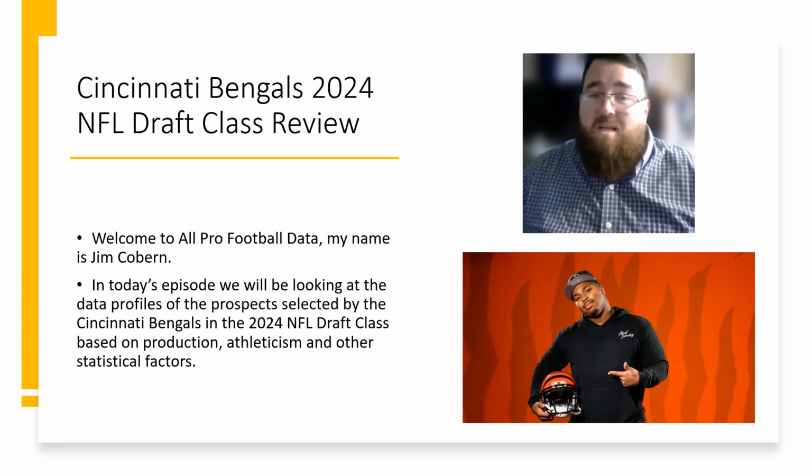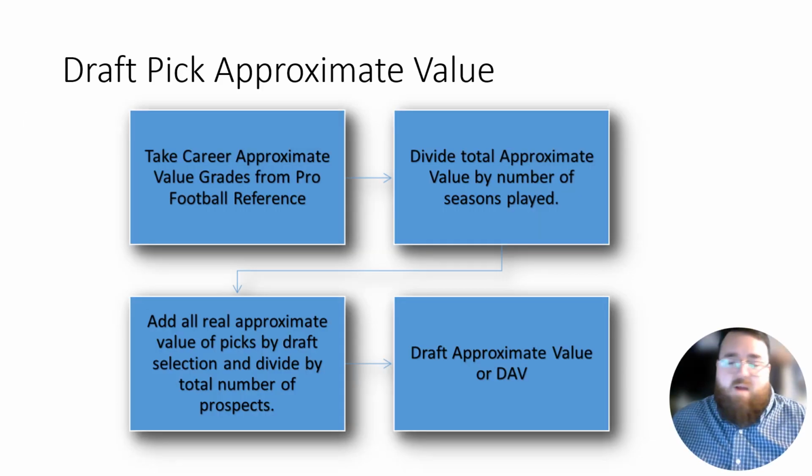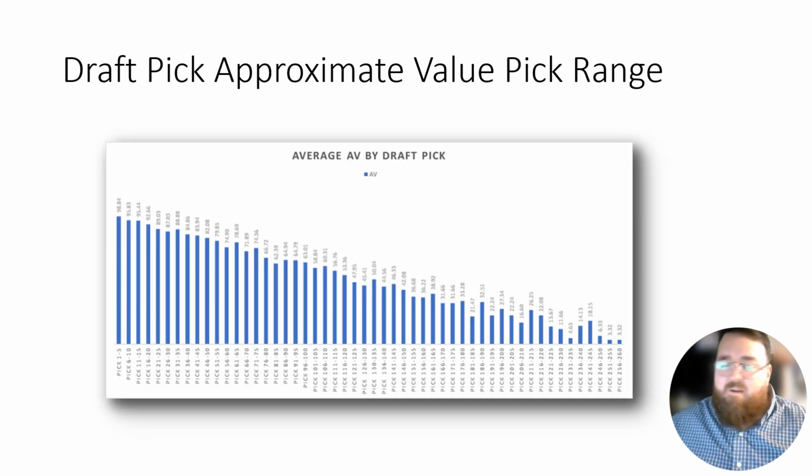But we have to learn a couple things before we get there. First off, draft approximate value, or draft pick approximate value. What is that? Well, draft pick approximate value is the average AV, or value score, for where a player is selected. So essentially, if you pick a player between picks 1 through 5, the average AV of that prospect is about a 98.84 out of 100, which essentially is like a Hall of Fame level prospect. That's expected. When you pick a player from 1 to 5, you're expected to get that.